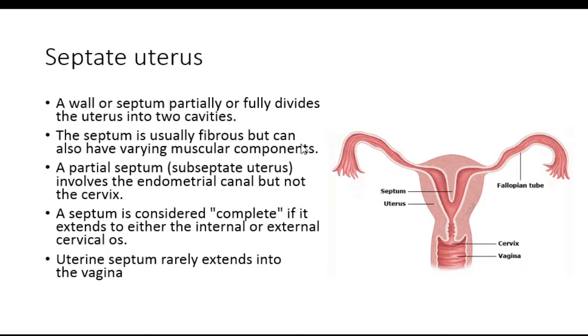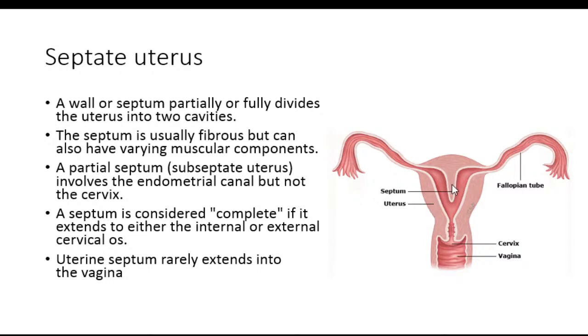Septated uterus is seen quite often in patients with anomalies. It usually presents with a wall inside the uterine cavity. It divides the uterine cavity, which is usually in a triangular shape, usually into two parts, two compartments. The septum usually has fibrous tissue inside, and it may be partial, so we call it subseptate uterus, or it may be complete.